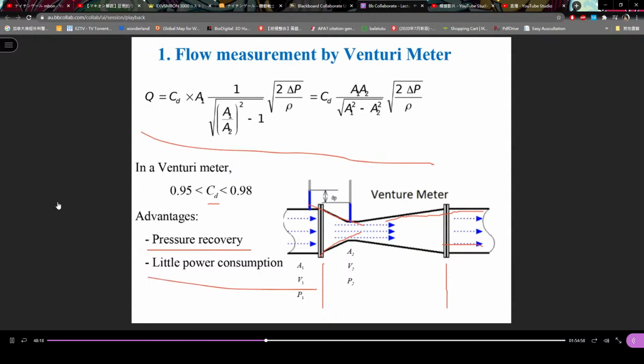Little power consumption. This little power consumption means of the electrical power is a resistance due to friction, because it's a narrowed path. That's why there is resistance loss, energy loss due to resistance, but little. That's why the discharge coefficient is much higher.